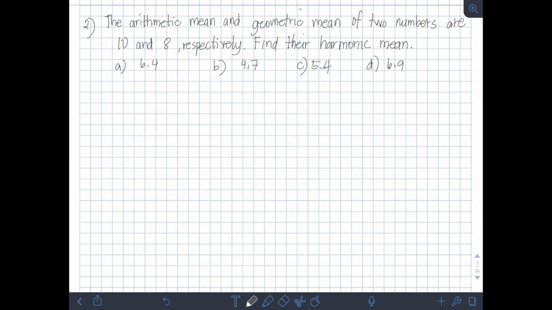Okay? Next, we have, the arithmetic mean and geometric mean of two numbers are 10 and 8 respectively. Find their harmonic mean. So, apply lang natin yung formula dito. Yung arithmetic mean, equal yon sa, let's say, AM, x1 plus x2 over 2. Yung geometric mean naman or GM equal yun sa square root nung x1 times x2. Tapos yung harmonic mean naman or HM equal yun sa 2 x1 x2 over x1 plus x2.